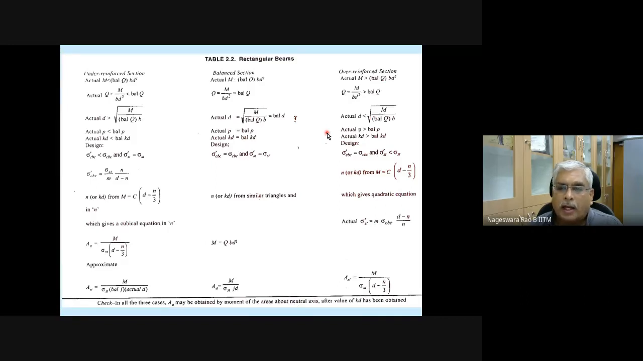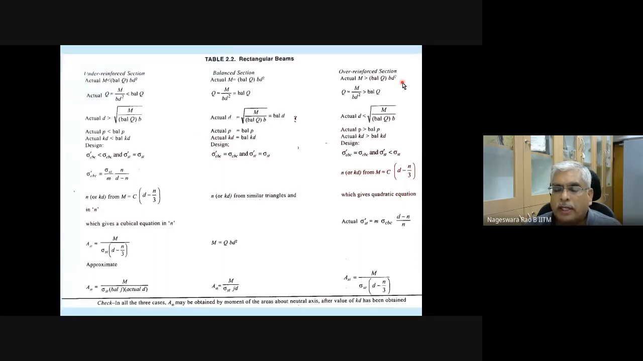Okay. So now in today's class, there is a restriction on the depth, but I don't want to design it as an over reinforced section. What is the other option? Please note that how we brought down the compressive stress in the extreme fiber of concrete to a value below or equal to its permissible limit in over reinforced section is by increasing the amount of tensile steel. That is what we did.